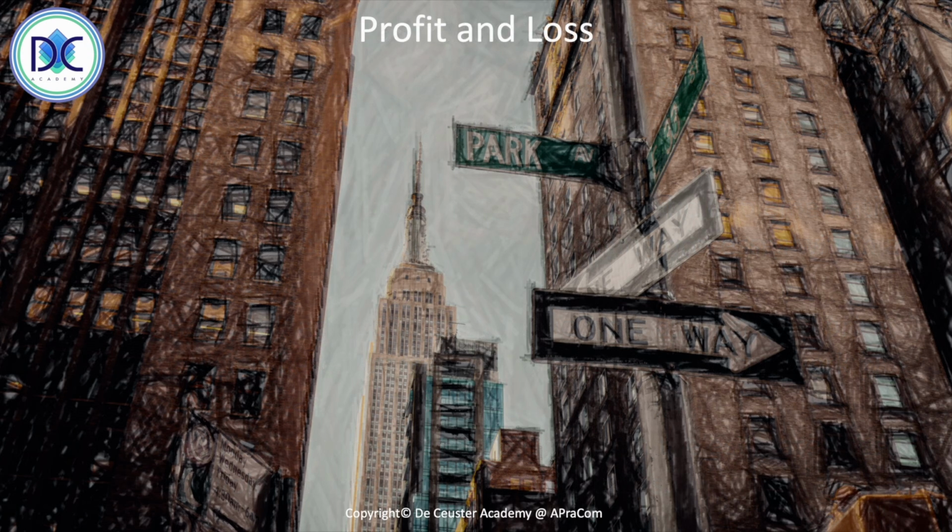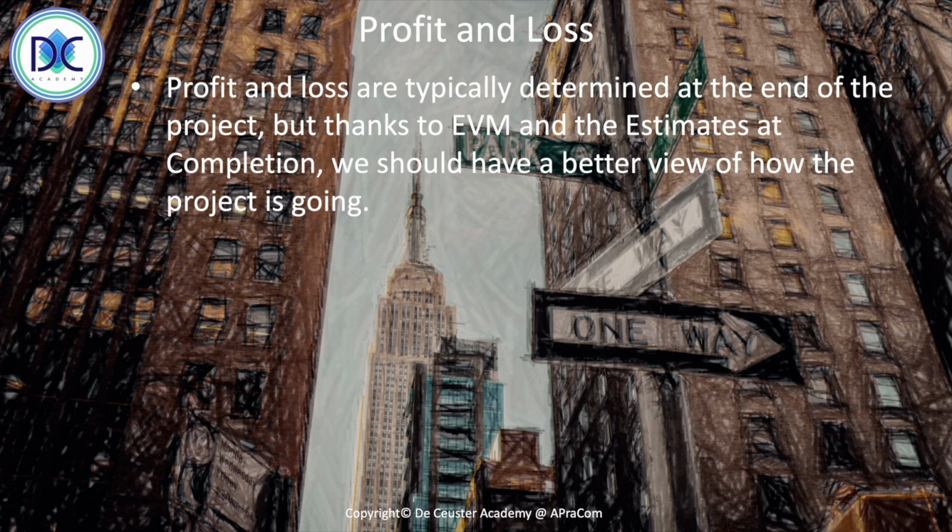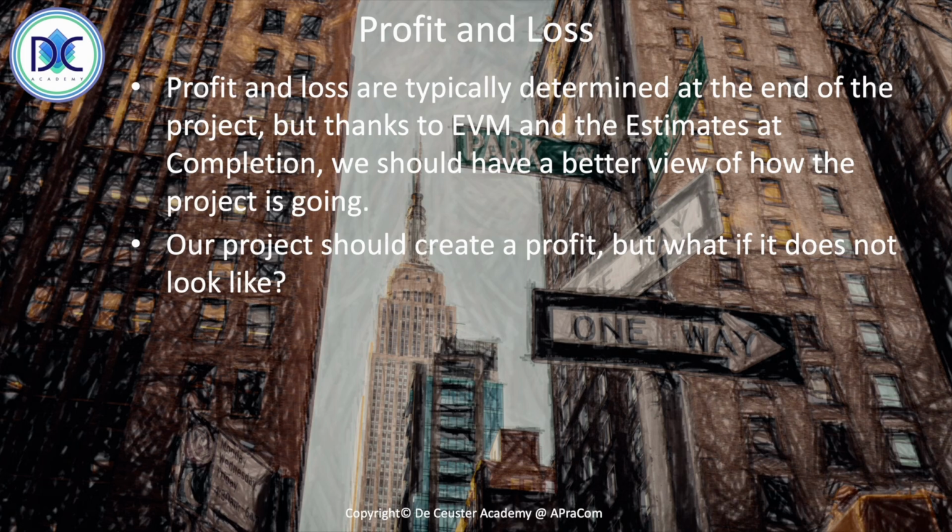We can also look at profit and loss. Typically, we consider this at the end of a project, so it depends on what type of project you have. But when we look at earned value management, we already have some idea what will be the estimate at completion. And this will help us to identify how the project is going. When we have a project, we want to make a profit, but what if it doesn't look like that we are going to make a profit? What are we going to do?